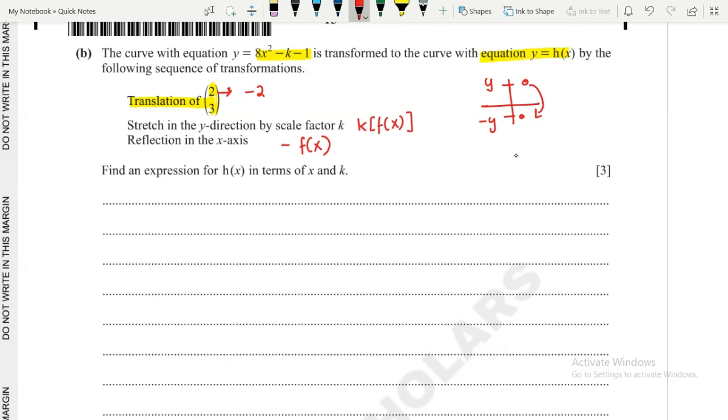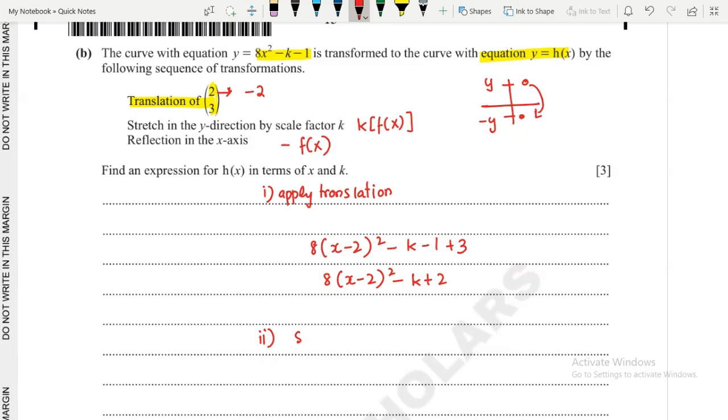So first of all, we are just going to be applying translation. Okay, I'm doing it step by step so you can understand it properly. So it is going to become 8 into (x minus 2) whole square minus (k minus 1) plus 3. This is the y and this is the x. Let's just simplify this. So it is going to become the same, (x minus 2) whole square minus k plus 2.